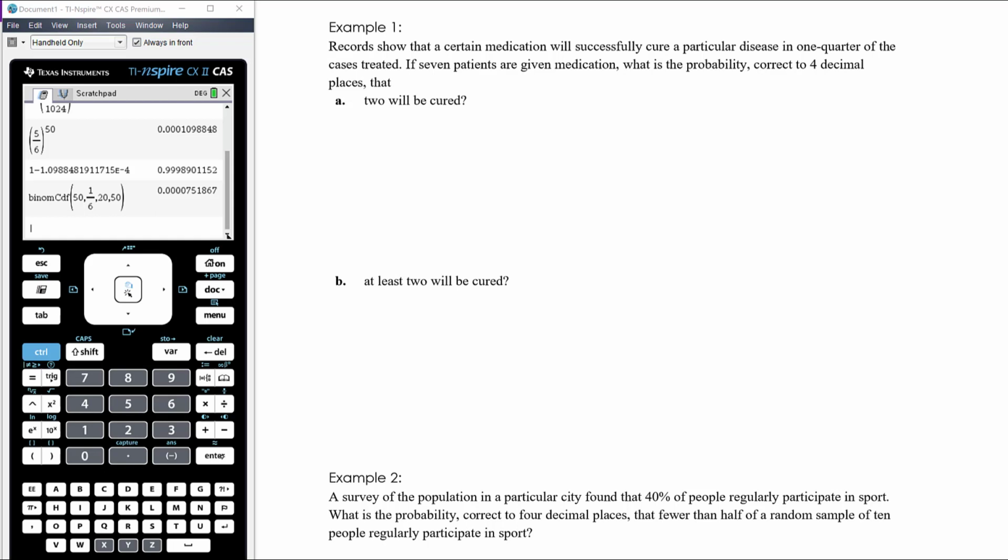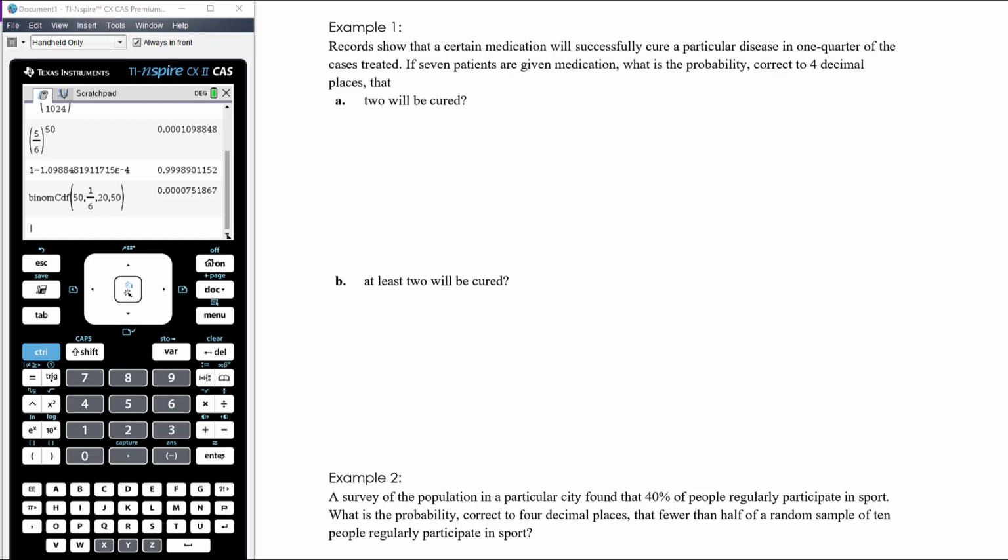Right, let's just work through some examples. Records show that a certain medication will successfully cure a particular disease in 1/4 of the cases treated. If 7 patients are given medication, what is the probability, correct to 4 decimal places, that 2 will be cured, at least 2 will be cured?